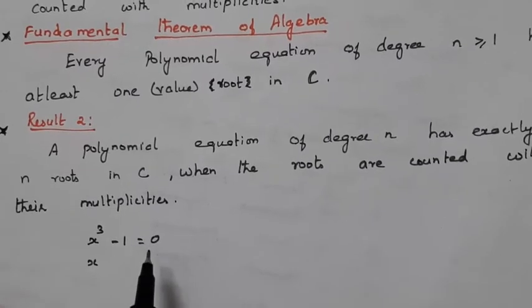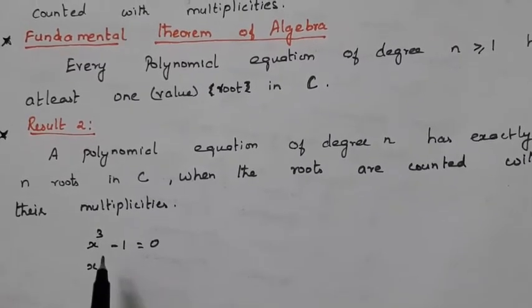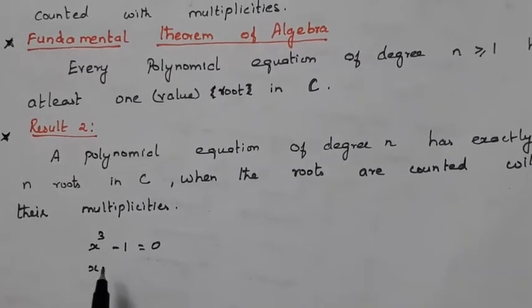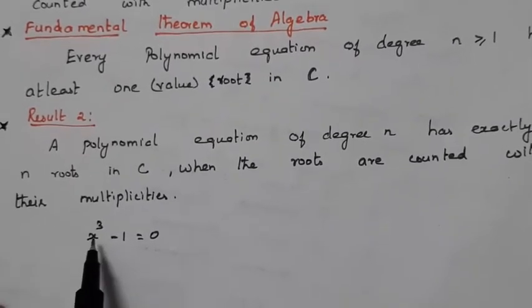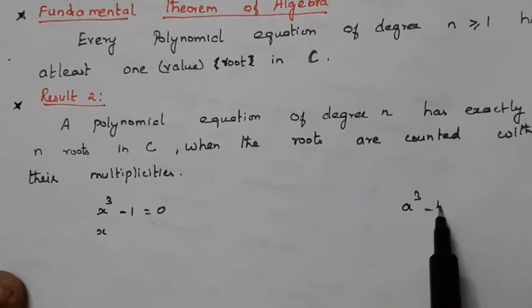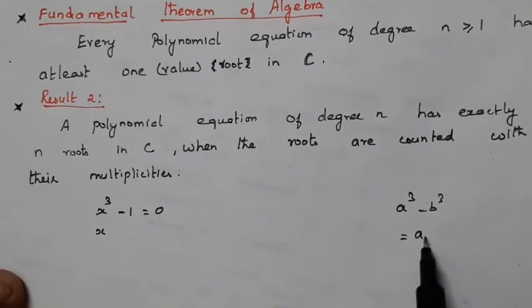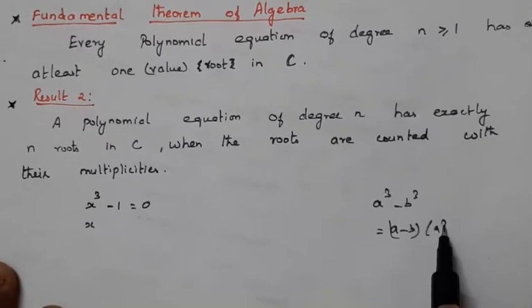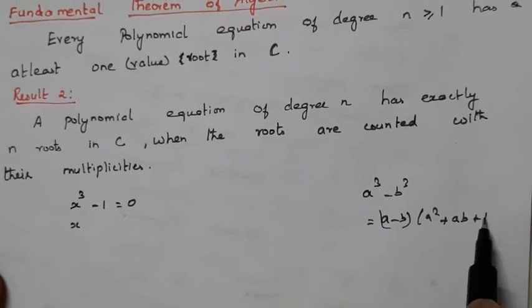How many solutions do you have to obtain? You have to obtain 3 solutions. So what is the method to find them? You have to factorize it. So let us use the formula for a cube minus b cube. The factorization formula is a minus b into a squared plus ab plus b squared.